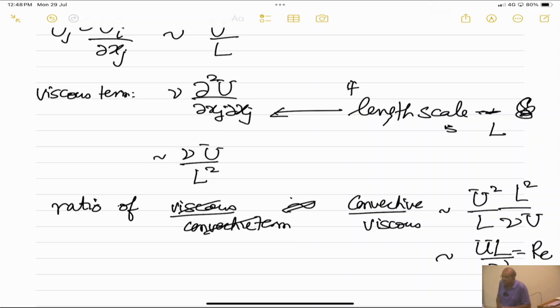Right now, this is the speed with which the flow is coming on the plate. Okay.